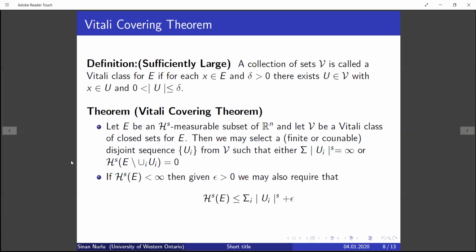All right. So let's continue with the main theorem we want to prove, the Vitali covering theorem. Let E be a Hausdorff measurable subset of Rn, and let subscript B be a Vitali class of closed sets for E. Then we may select a finite or countable disjoint sequence Ui from subscript B, such that either the sum of the s-th power of the diameters of the Uis is infinite, or the difference between E and the union of Uis has measure zero. In addition, if the set's measure is finite, then given any epsilon, we may also have this inequality.